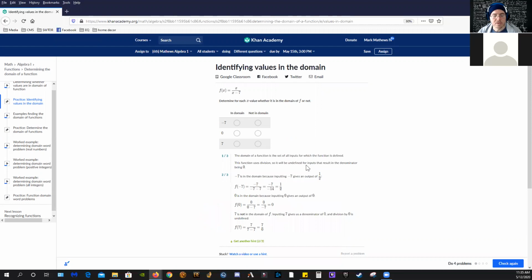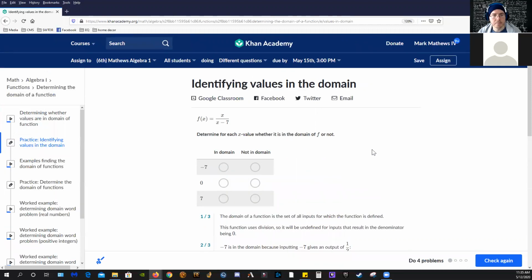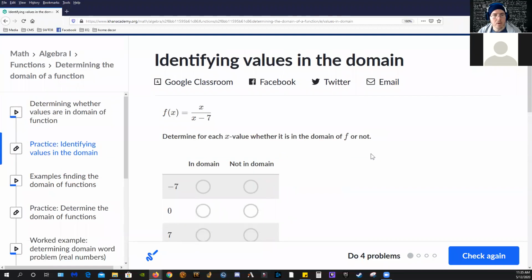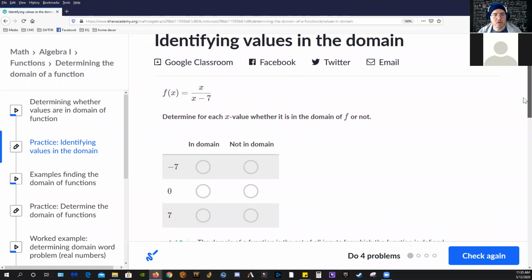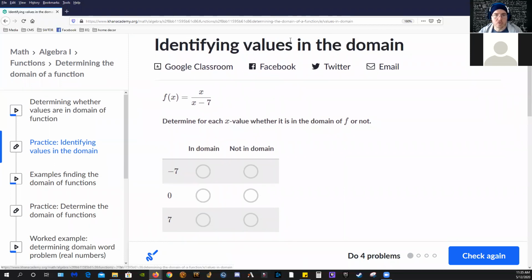I'm going to just go ahead and stop the timer. All right. So I posted some notes on Classroom that included pictures of this particular problem. So what it's asking us to do is determine for each x value whether it is in the domain of function f or not. Okay, a lot to unpack there.